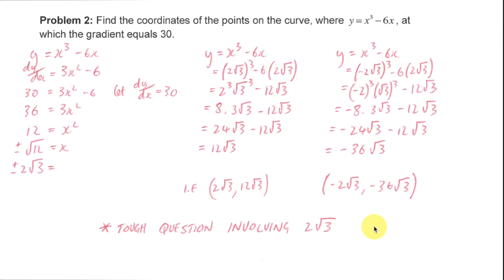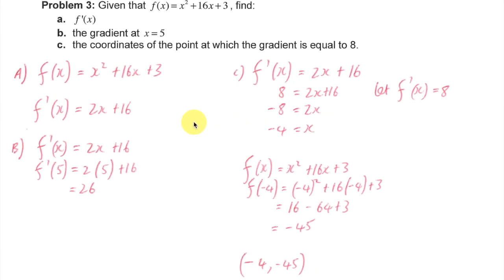Problem 3. Given that f of x equals x squared plus 16x plus 3, find, firstly, for a, the derivative function. So I've got f of x here, and now the derivative. So you know how to do that already by rule. So there's my derivative function.